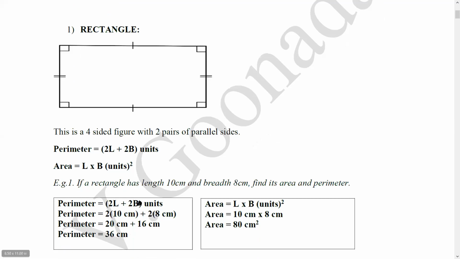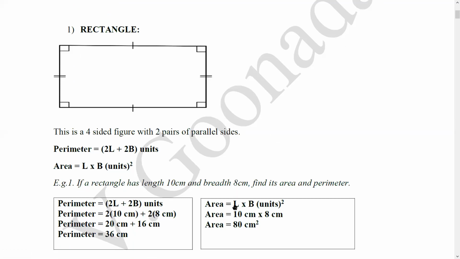For the perimeter, you state your formula, so it's 2 length plus 2 breadth, right? The length is 10, because they gave us that. So 2 by 10 is 20, and 2 by 8 is 16. So 20 plus 16 is 36. If you all have any questions, just let me know, right?